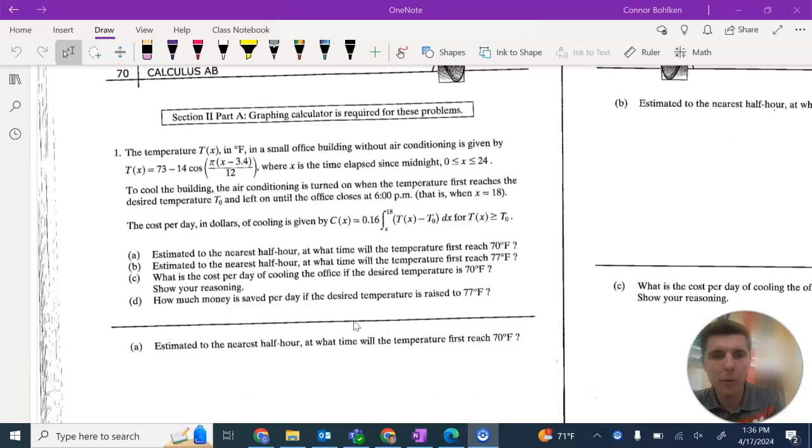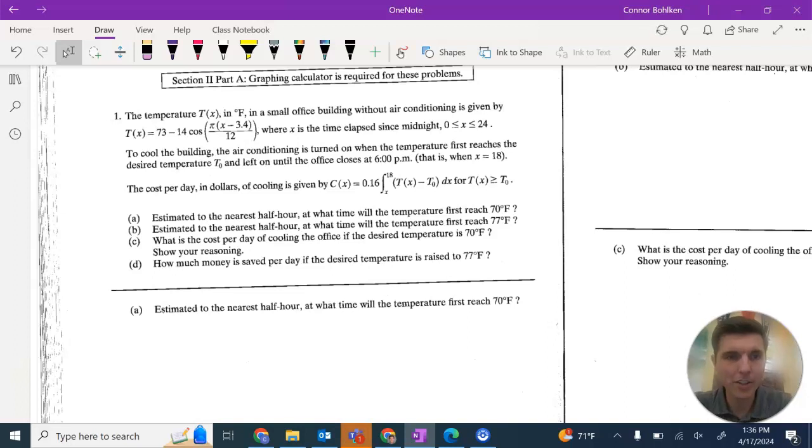Part A. At what time will the temperature first reach 70 degrees Fahrenheit? I would strongly encourage you to write out your function. The function specifically is T, and I want to know when is T of x equal to 70. And on the AP test, if you're ever asked about equality of two separate functions, you can solve, but this is really hard to solve. I'm going to write this out, but I actually don't know how to solve this question super easily. I could, probably, but it would be pretty tricky.